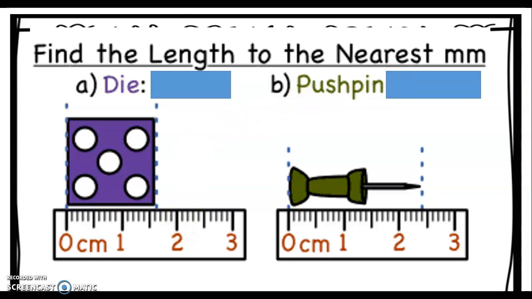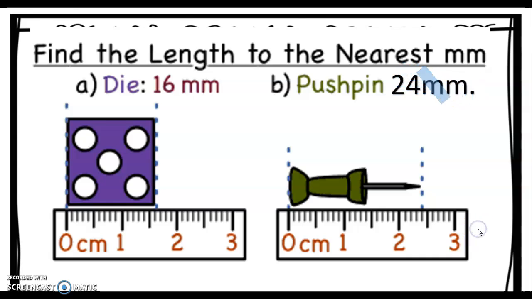Find the length to the nearest millimeter. We did this 2 weeks ago. Look here. See how many millimeters there are. See if you can get the answer before I hit my button. You should remember this. There are 16 millimeters. Remember, 5, 10, that's 10, 15, and then one more made it 16. Over here, the nearest millimeter, look. If you said 24, you are correct.